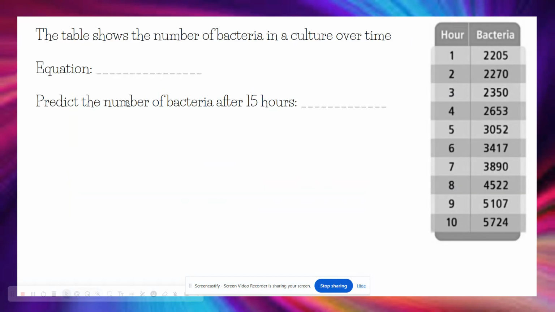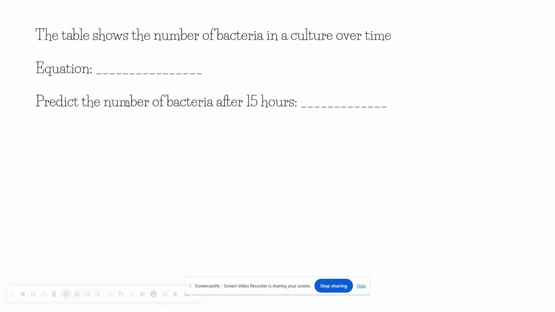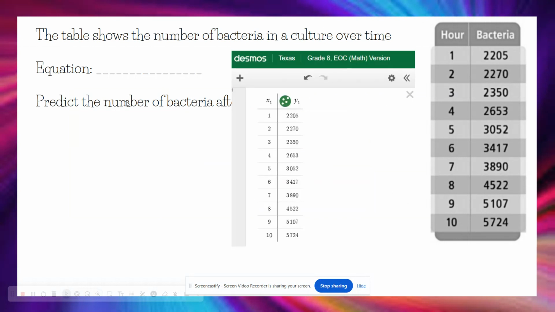All right, question 1. The table shows the number of bacteria in a culture over time, and we're asked to find the equation and predict the number of bacteria after 15 hours. First thing we want to do is open up our Desmos, and we're going to enter in our table. So fill all of your data into the table.